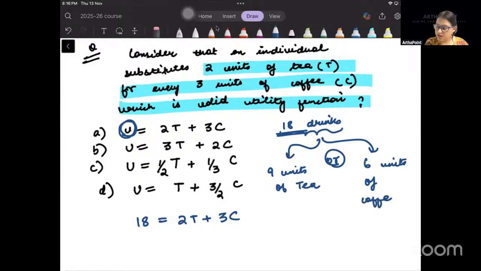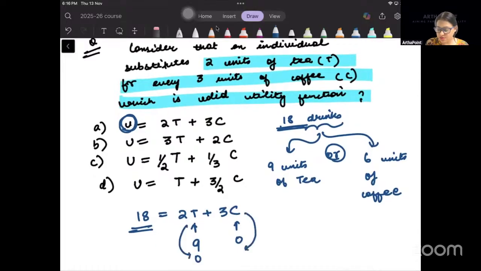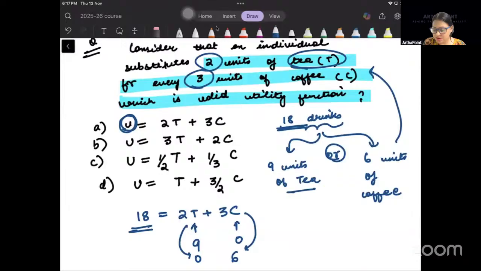For option A, either if I put 18 here and I put 0 here, then T should be 9. And if I put 0 here, then C should be 6. Right? But is this matching the ratio given here? 9 tea or 6 coffee? No. Because my ratio requires that the tea to coffee ratio should be 2:3. But here it is 3:2. This is 9:6, so if I divide by 3, it's 3:2. So option A is not matching that ratio which is given to me.